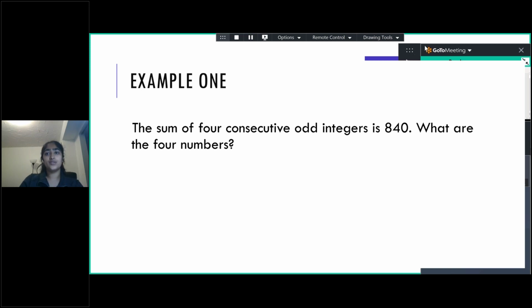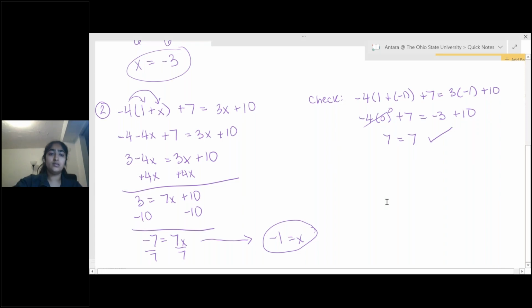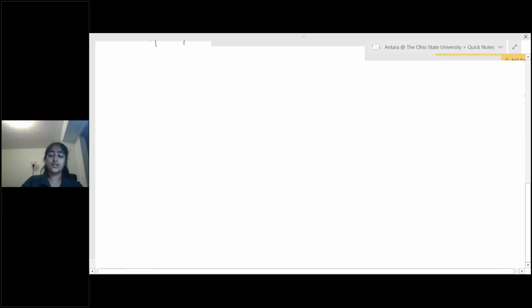So I am going to switch back into my OneNote. So here we have, this is the word problems.